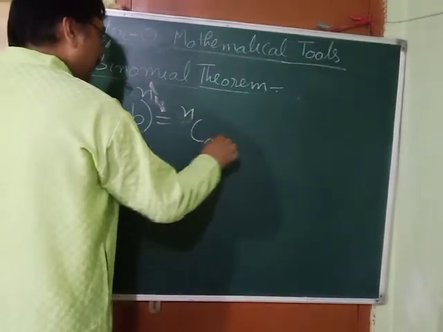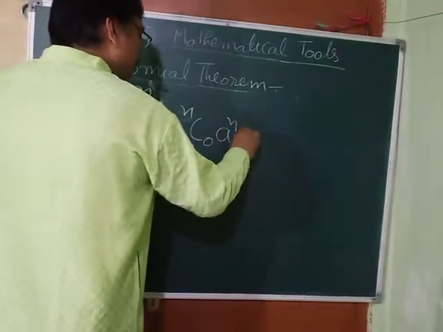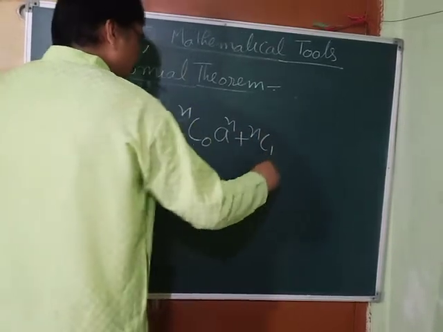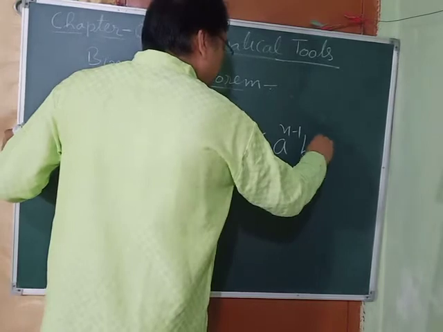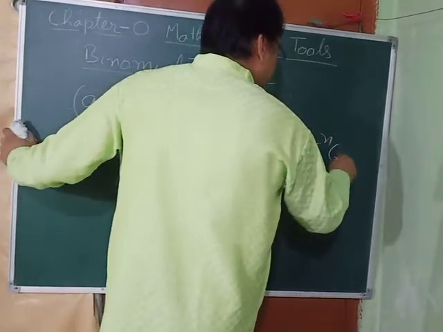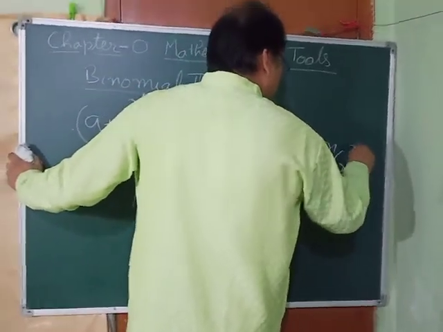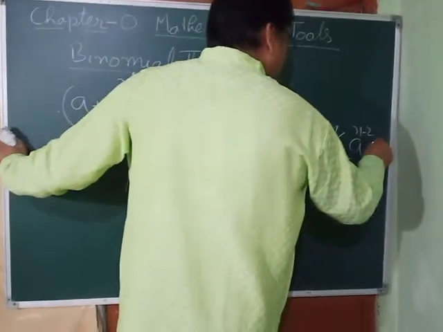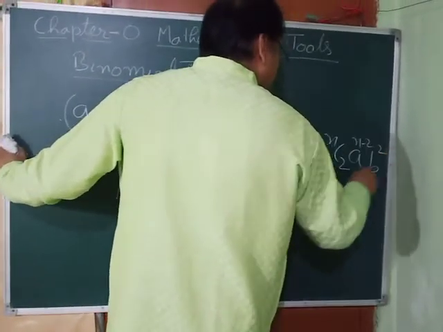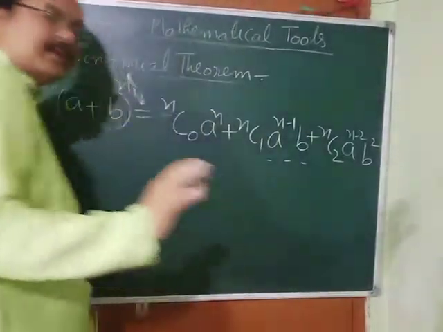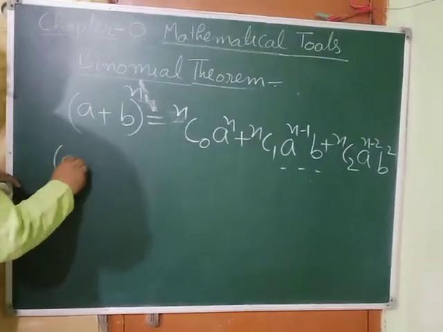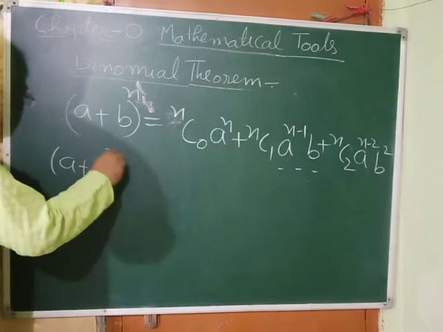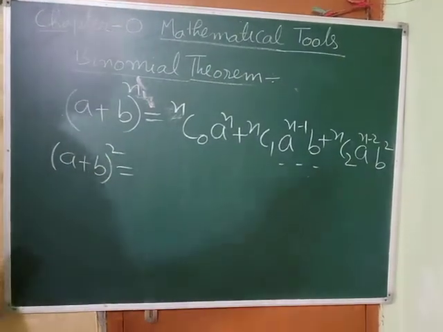NC0 a raised to the power n plus NC1 a raised to the power n minus 1 b plus NC2 a raised to the power n minus 2 b square, and so on. We will use the terms till we require. But what we have is a plus b whole square. Let's see whether we get your formula or not.